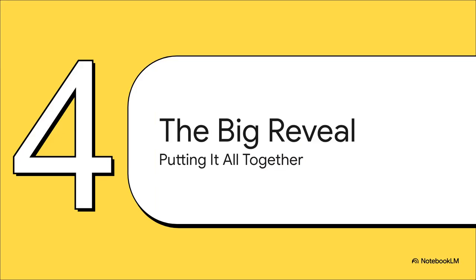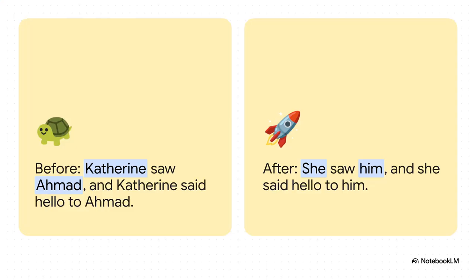Okay, so we know about subjects and objects. We know the rules. Are you ready? Let's go back to our original clunky sentence and put everything together for the big reveal. And here it is. Look at that transformation. We went from that clunky before sentence to the super smooth after version. She saw him and she said hello to him. We replaced the subject Catherine with she and the object Ahmad with him. It's clear, it's concise, and it just sounds, well, right.